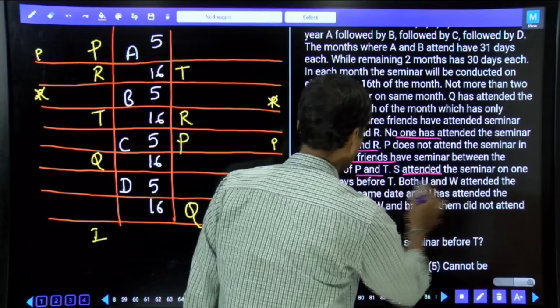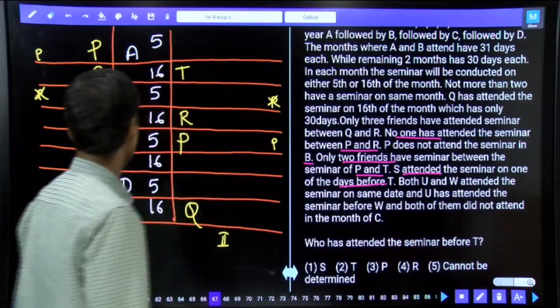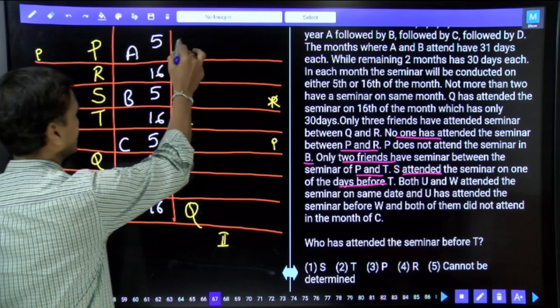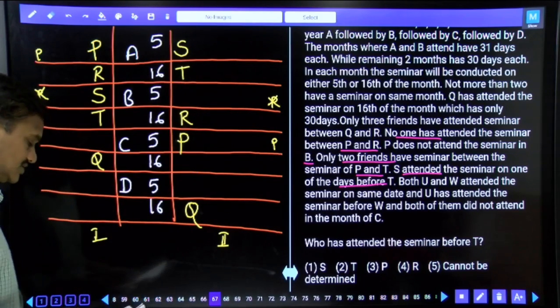And next one, S attended the seminar on one of the days before T. S is on one of the months before T, hence S is here. Now S is on one of the months before T and S is here.